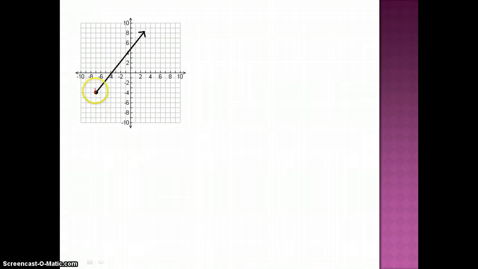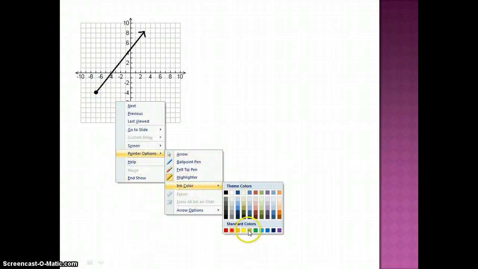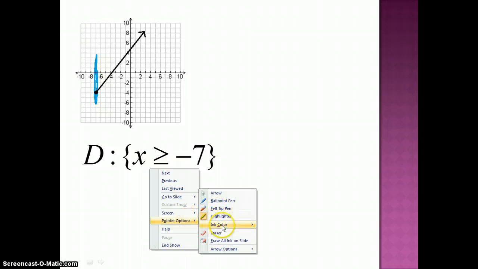Let's look at this graph. For domain, we're going to go to the far left. And since there isn't a far right, it's just going to be x is greater than or equal to -7 because it stops at -7. It's a closed circle, so there's a line underneath. And for range, it goes to -4. So my range, and then there's no high point because it's never going to stop, is y is greater than or equal to -4.